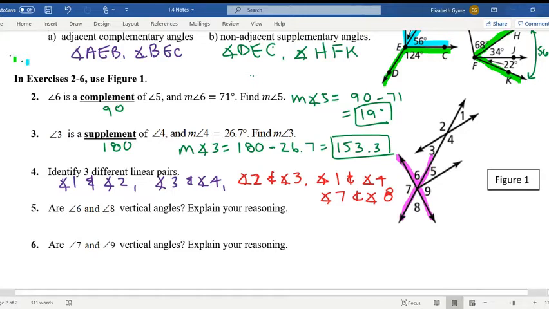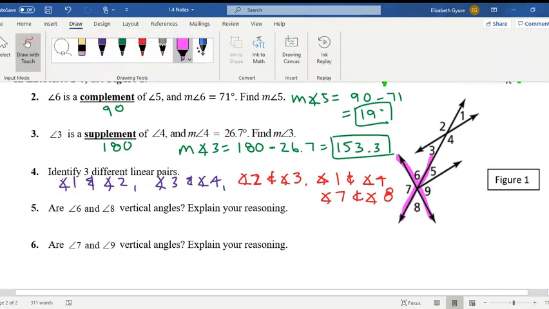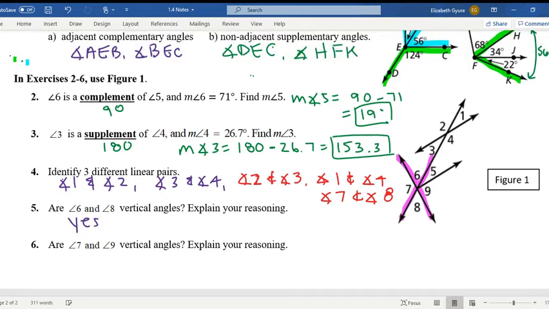It doesn't matter that this other ray is coming off to the side of it. 6 and 8, if you folded that in half, that would line up perfectly. So we're going to say yes, because they are formed by intersecting lines.